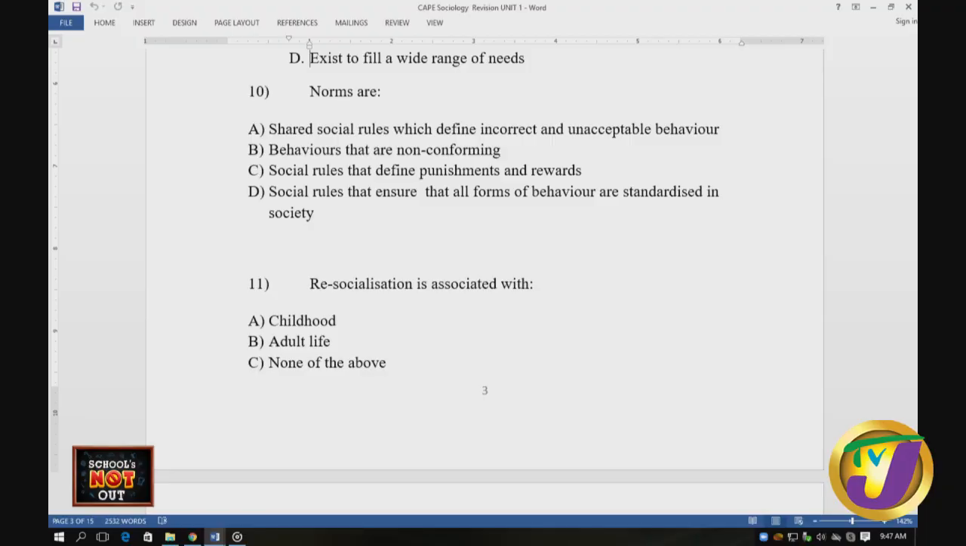It is normal for us to say good morning when you come into a room. It's a standardized behavior for us to say good morning and how are you. Just like how it is a standardized behavior now to wear a mask on the road during this COVID-19 pandemic. That is normal, and so it is standardized. So the correct one is 10, social rules that ensure that all forms of behavior are standardized in society.